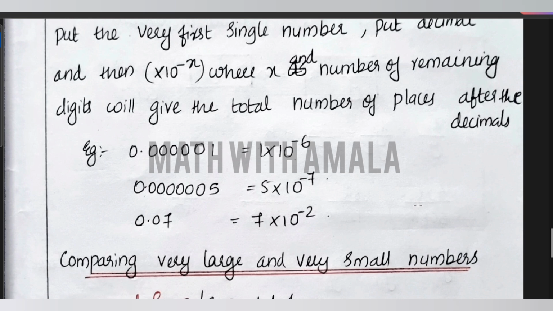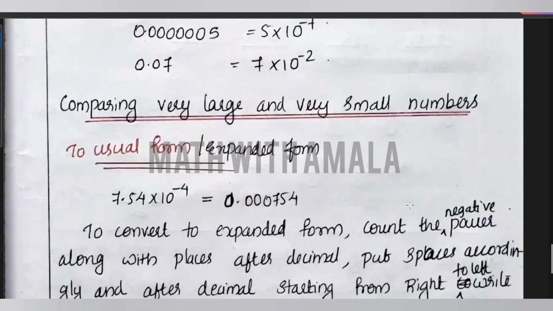0.000001 is equal to 1 into 10 raised to minus 6. There are 6 places after the decimal, so it is 1 into 10 raised to minus 6. In 0.07, there are 2 places after the decimal, so you can write 7 into 10 raised to minus 2.